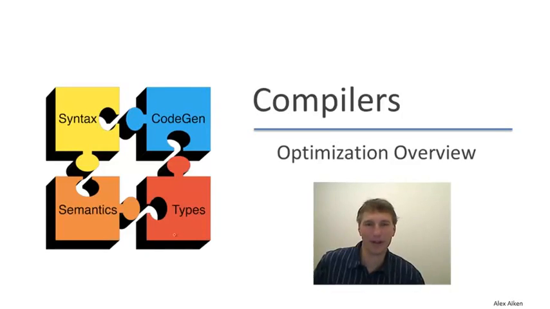We're now ready to begin our next major topic, program optimization. In this video, we're just going to give an overview discussing why we want to perform optimization and what the trade-offs are for compilers in deciding what kinds of optimizations to implement.